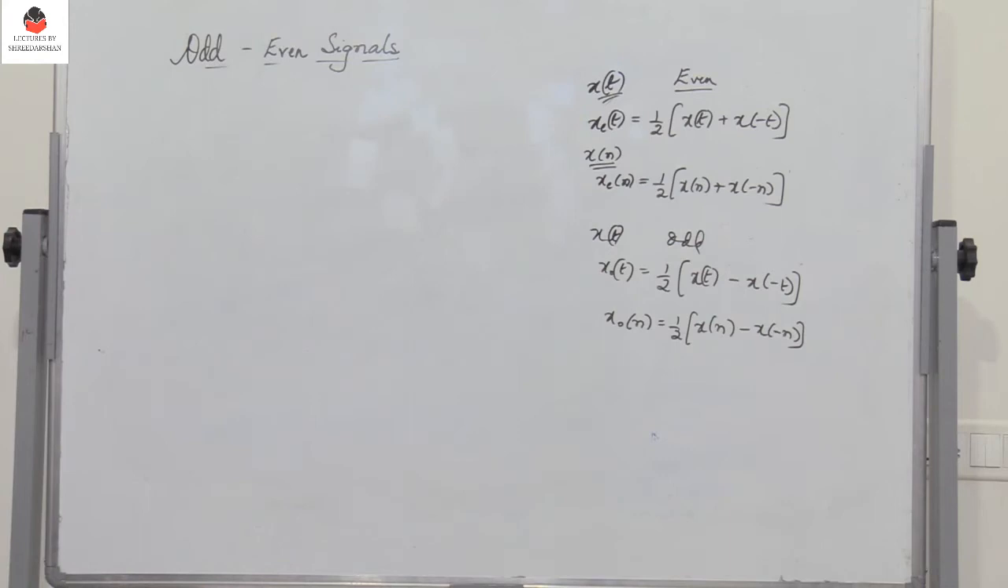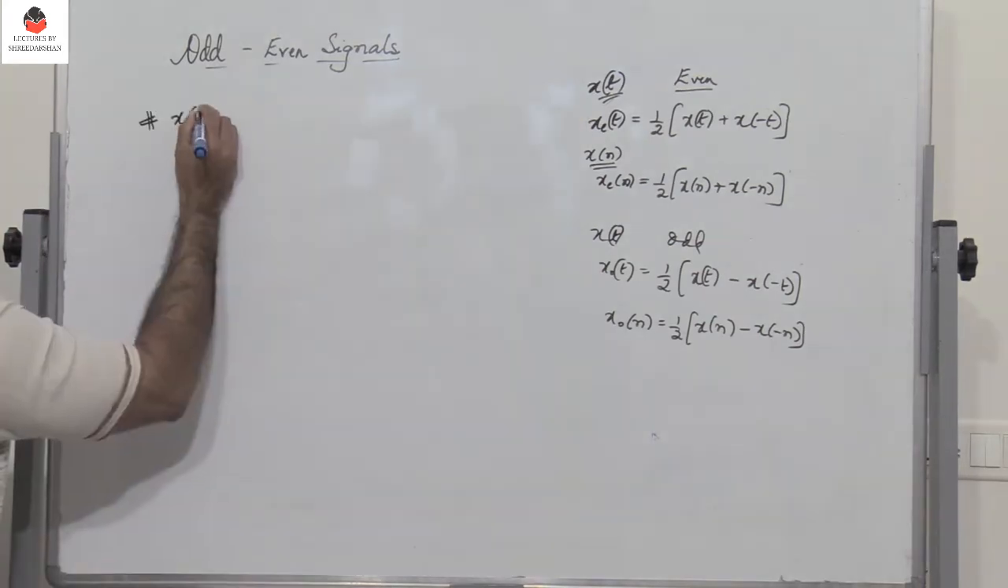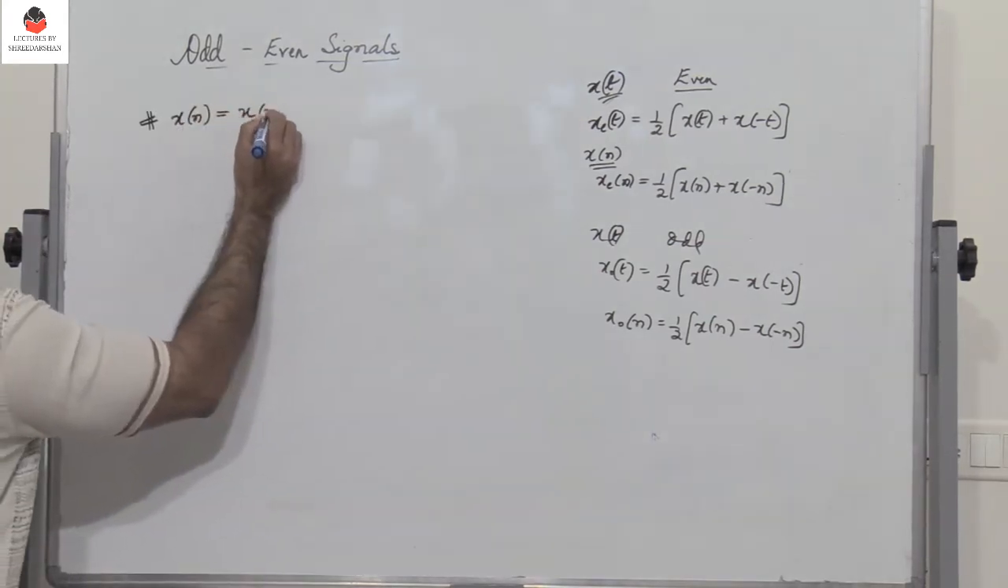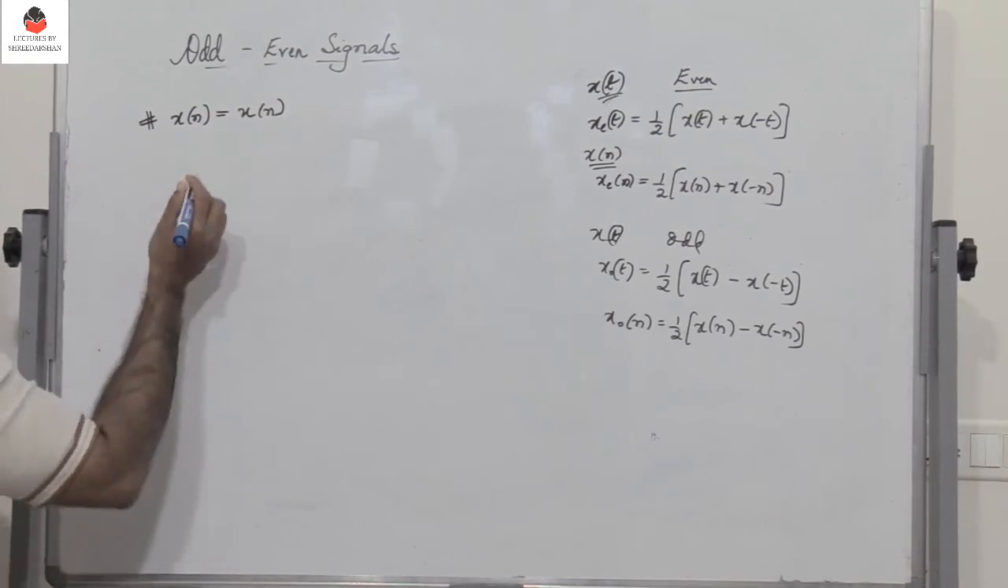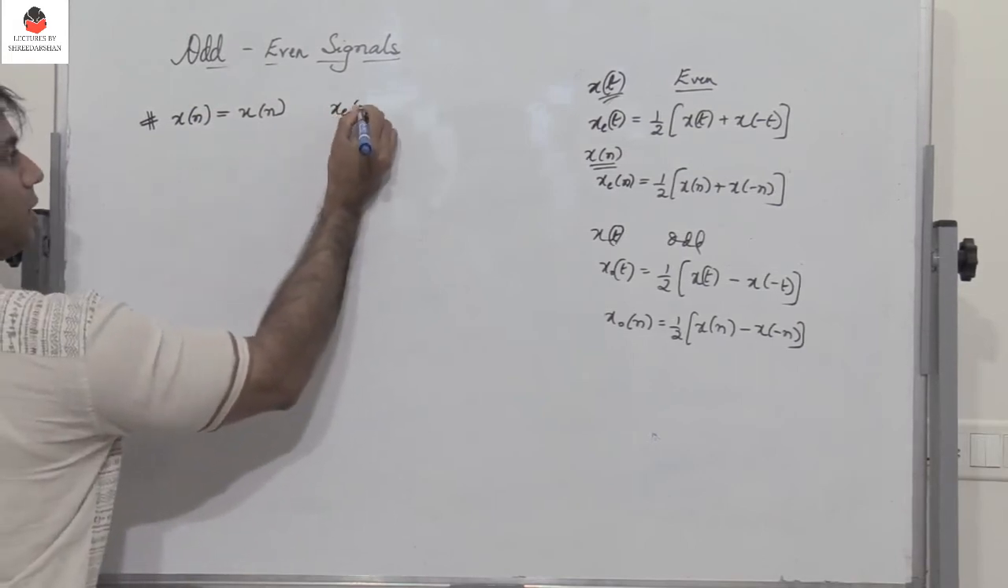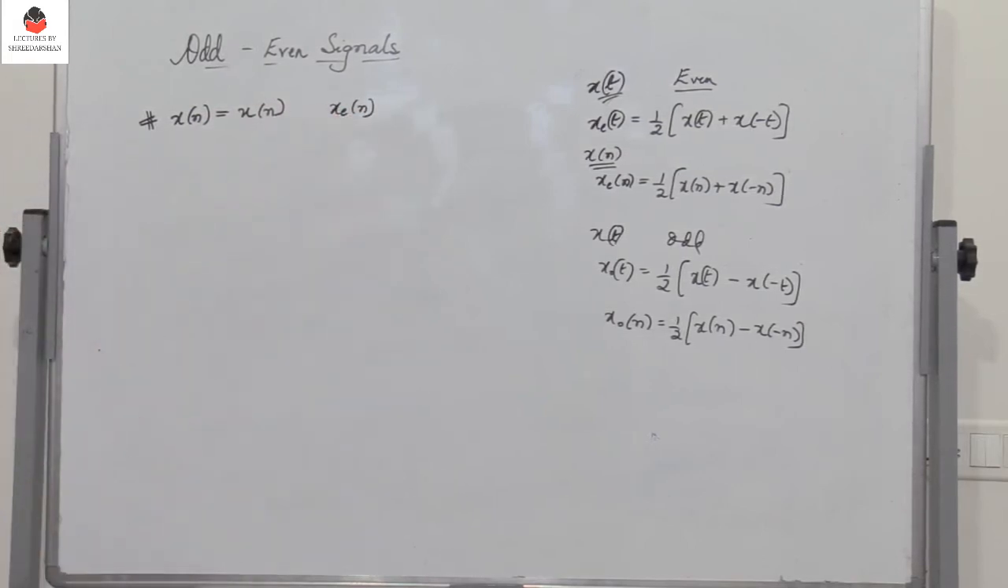Let's take a few examples. If x of n equals u of n, we need to find xe of n and xo of n. Now what is u of n?